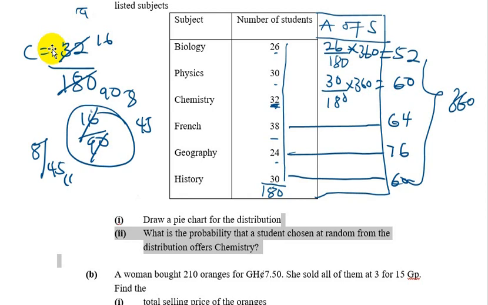will offer what? Chemistry. Okay, now let's look at how the pie chart will look, because I don't have the apparatus to do it live here for you to see. So let me show you a picture of how it will look, then we go to question B. I hope you are following.